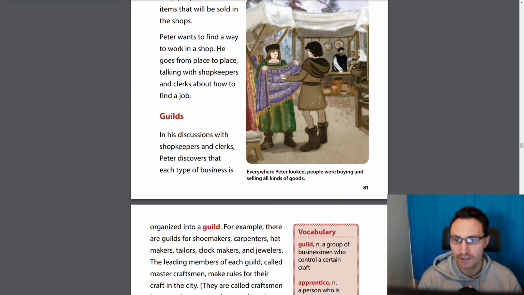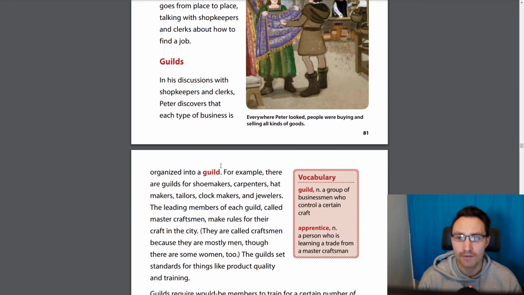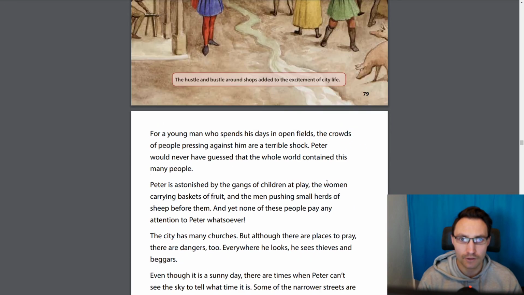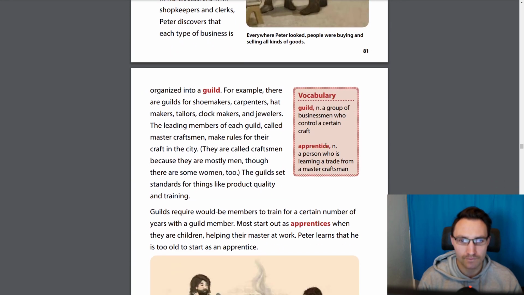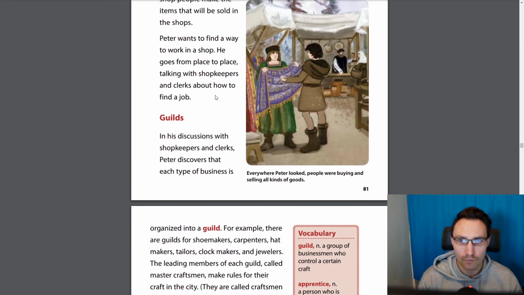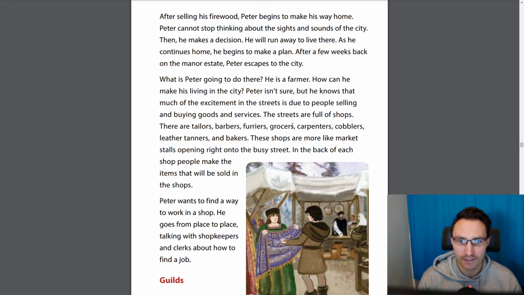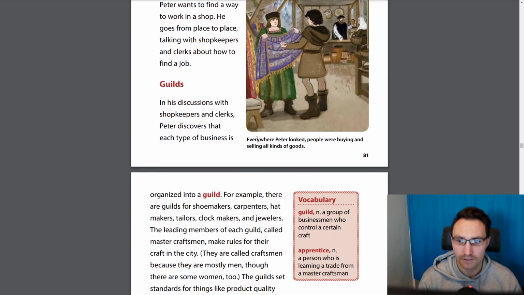So guilds. In his discussion with shopkeepers and clerks, Peter discovers that each type of business is organized into a guild. And here is your first vocabulary word, right? I haven't missed one. It's kind of crazy to go that many pages without a vocabulary word. So a guild is a group of businessmen who control a certain craft. So if we go back up and look at these different shops, and these tailors and barbers, furs, grocers, all these guys are probably associated with a guild of tailors, a guild of bakers, a guild of carpenters.